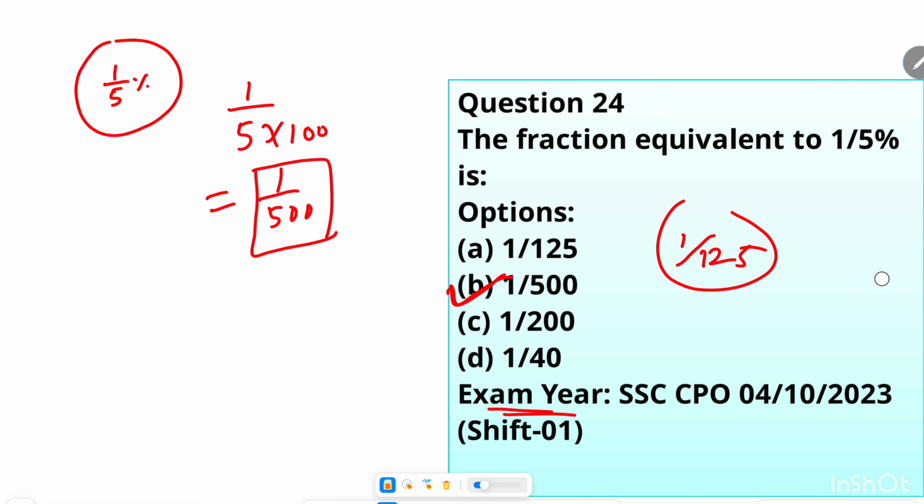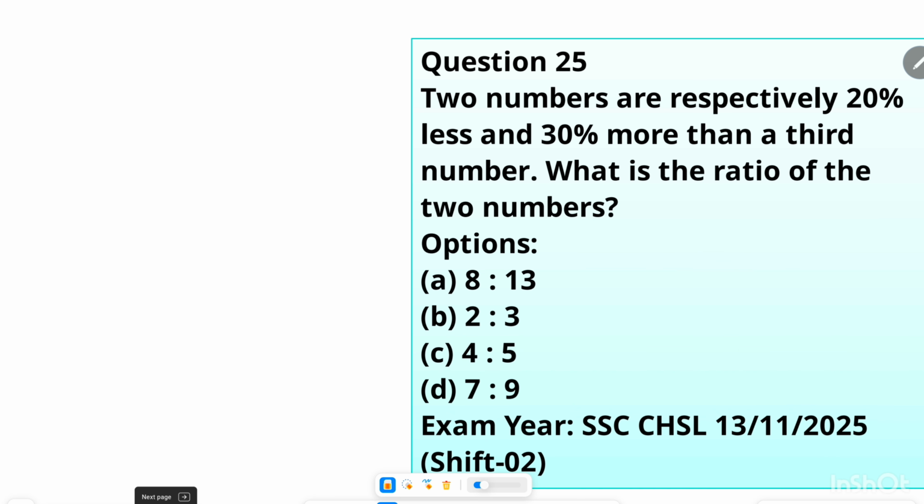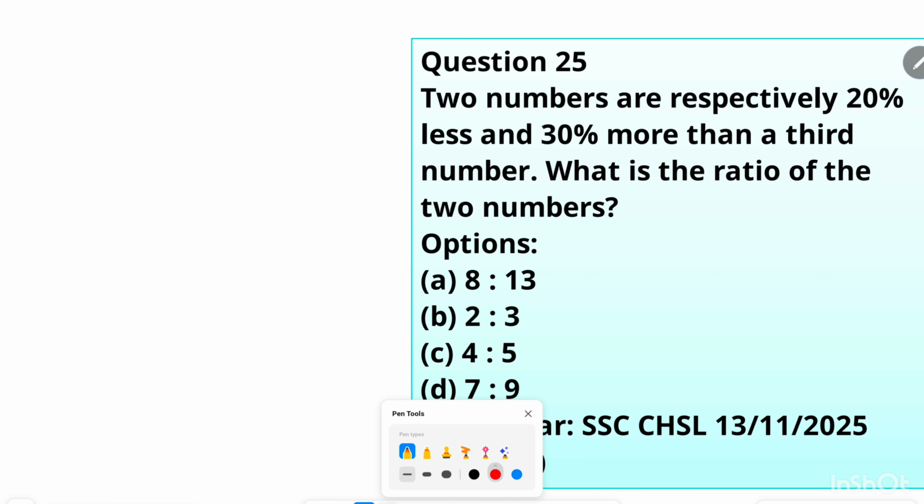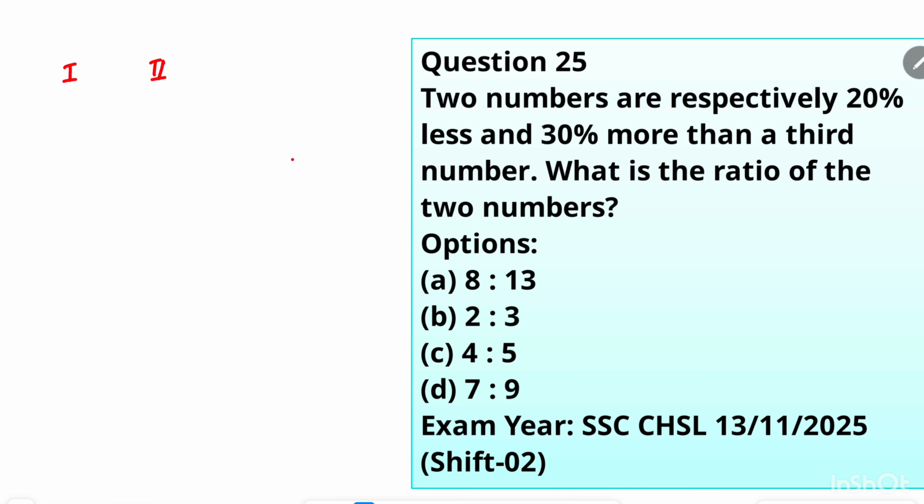So now we have solved a total of 24 questions. The next question we have is 25. This is also a good question. Two numbers are respectively 20% less and 30% more than a third number, right? You have two numbers, three numbers, number one, number 2 and number 3. Two numbers are respectively 20% less and 30% more than a third number.